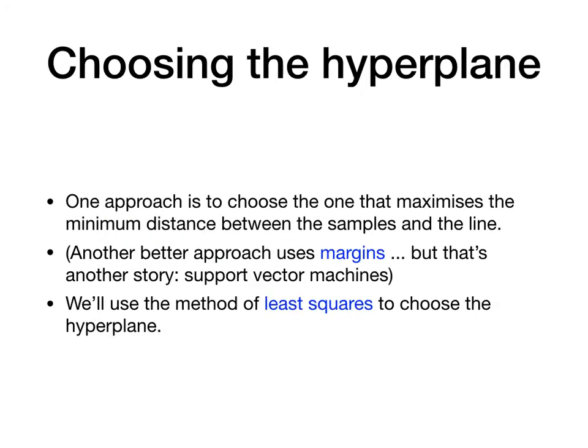One approach to doing it is to choose the one that has the widest margin, the widest gap between the two classes. And that's the approach that you'll remember we looked at with the support vector machines. What we're going to use instead is the method of least squares. Here we're trying to maximize the minimum distance between the samples and the line, the hyperplane.